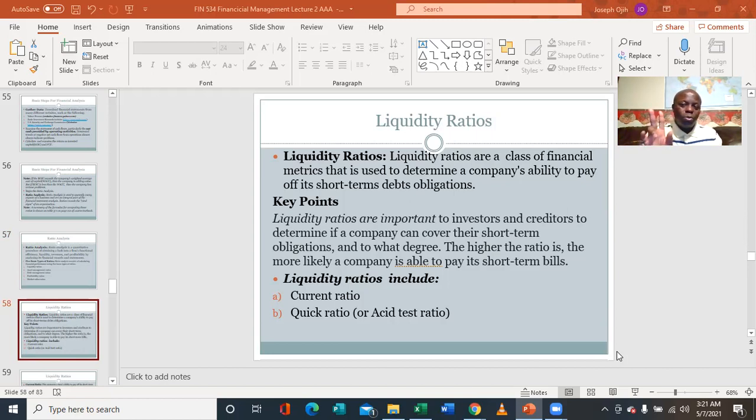There are two liquidity ratios we're going to look at. The first one is the current ratio. You can see it right here, current ratio. The second one is the quick ratio, or what we call the acid test ratio. Okay. So let's look at the current ratio.